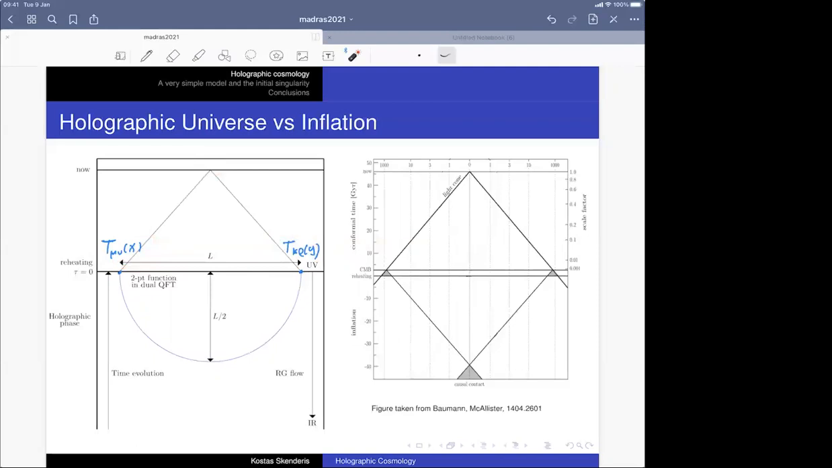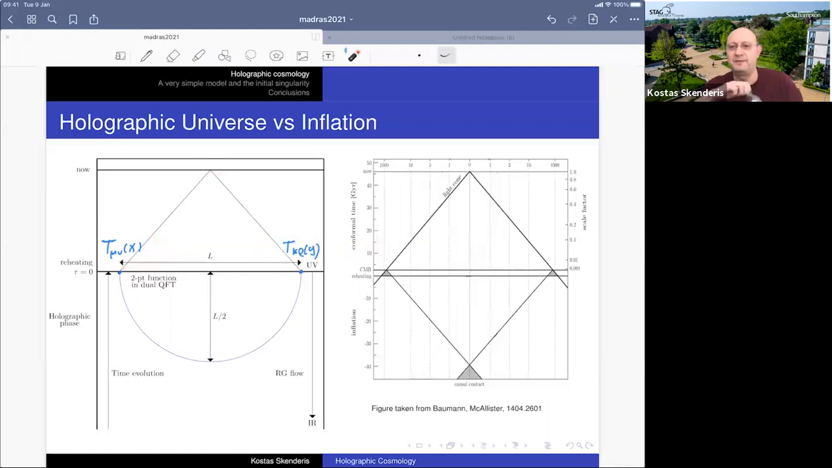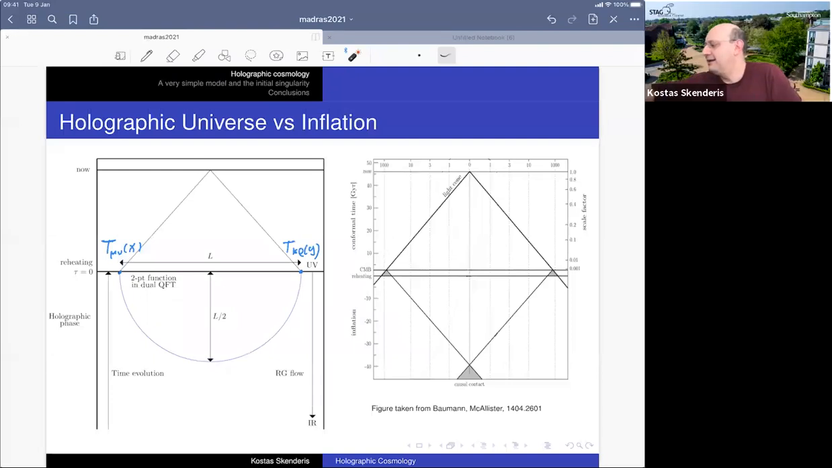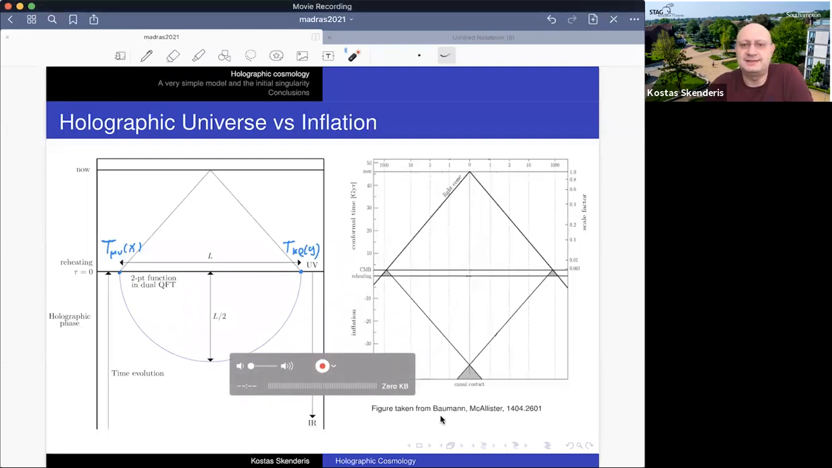I had a question. Can I ask? Yeah, sure. Is your dual QFT unitary? I'm asking because in dS/CFT, the CFT is known to be non-unitary. But in this case, this is just a regular unitary QFT? You will see in the next slide what kind of quantum field theories I am discussing.